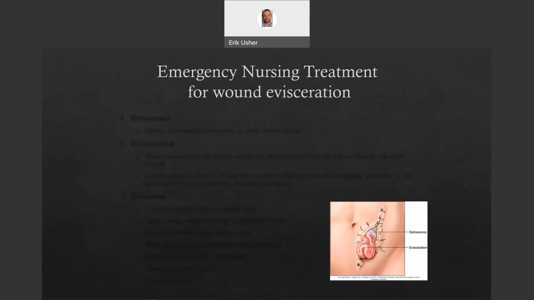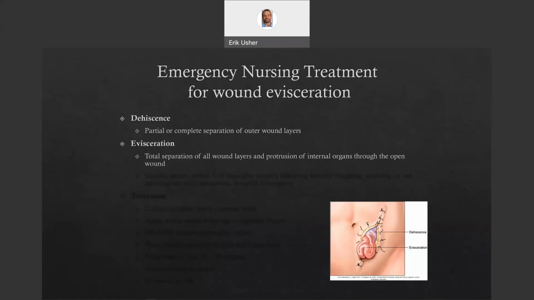So what are those big old fancy words we talked about? And one of them was an evisceration. Well, a dehiscence in particular is just a partial or complete separation of the outer wound layers. Nothing spilling out of it, it's just opening up. It's a dehiscence. More severely is an evisceration. That's a total separation of all wound layers and a protrusion of the intestinal organs through the open wound. I've seen this on many occasions, acutely traumatically and from post-surgical. It's impressive when you see it.